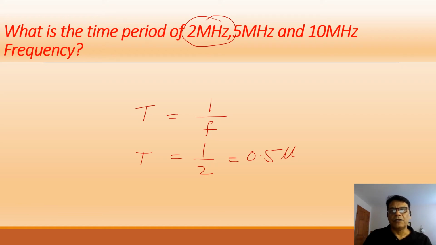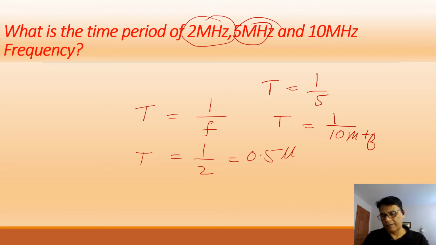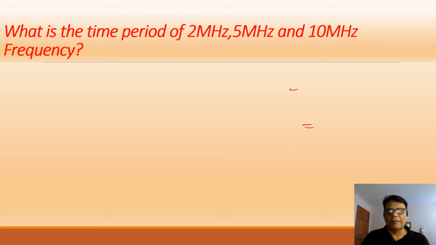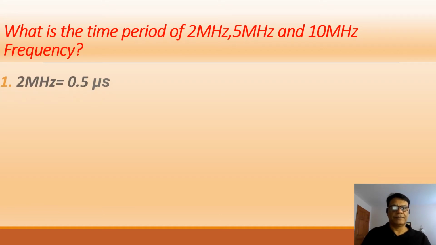And similarly, you can calculate time period for 5 megahertz and time period for 10 megahertz. Divide 1 over 5, divide 1 over 10. So it's very simple. You just need to take care of the units, that when frequency is given in megahertz, the time period will always be in microsecond, not in seconds.